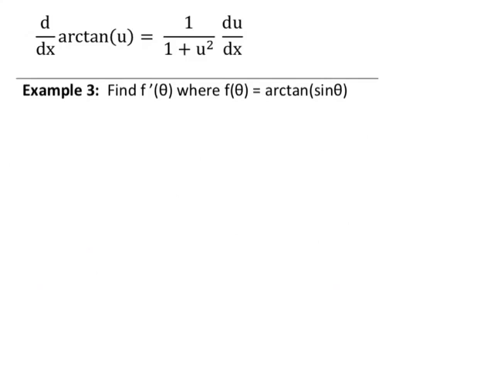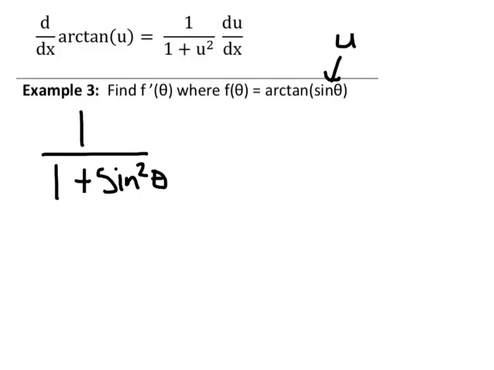So we look here, we've got arctangent of sine of theta. Well, that's simple to do then, because the derivative here is going to be 1 over 1 plus sine squared of theta, because when I square my u, in this case, u is going to be sine, when I square that, I get sine squared. And then I have to multiply by the derivative of the inside.